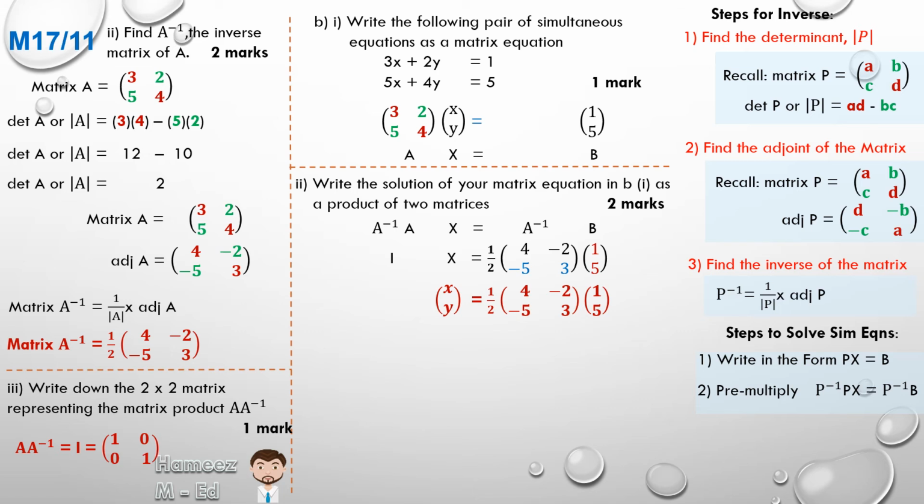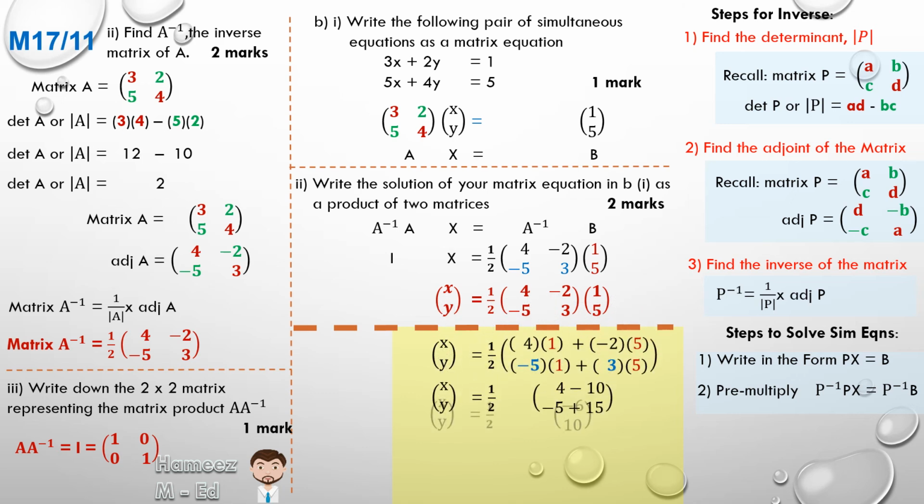And that is actually our solution, because they ask us only to find the product of two matrices. However, I've gone on and worked out, and you should practice as well, the actual values of x and y, which worked out to be minus 3 and 5.